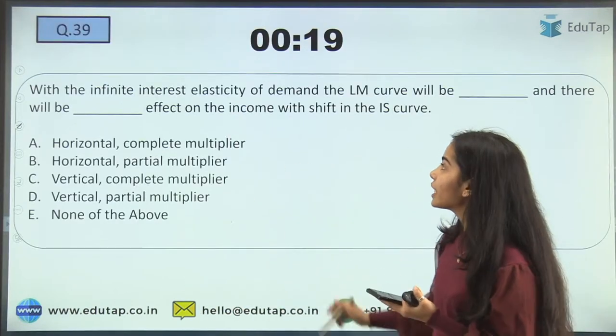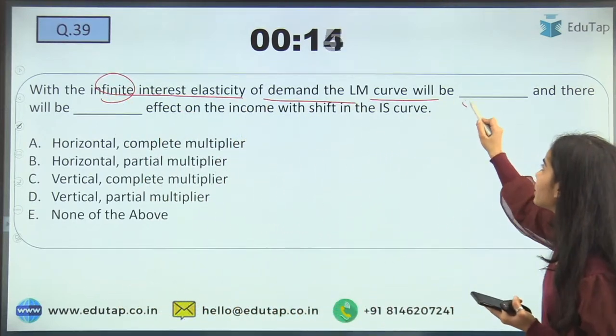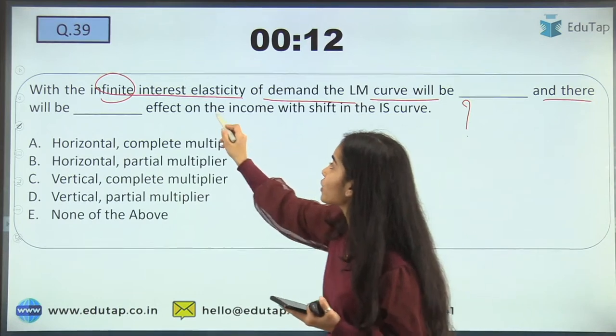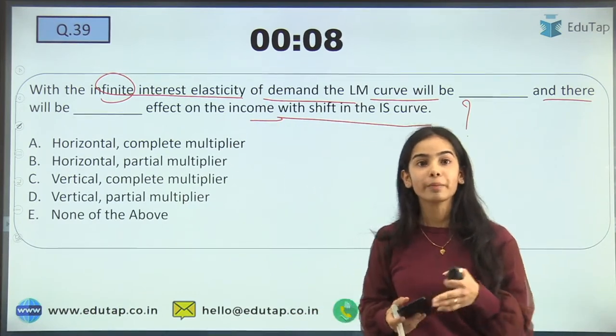So the next question is, with infinite interest elasticity of demand, the LM curve will be dash and there will be dash effect on the income with a shift in the IS curve. So try to give the right answer to this one.